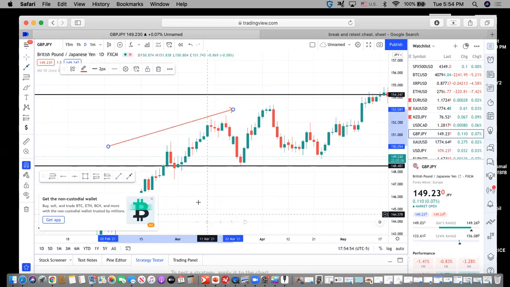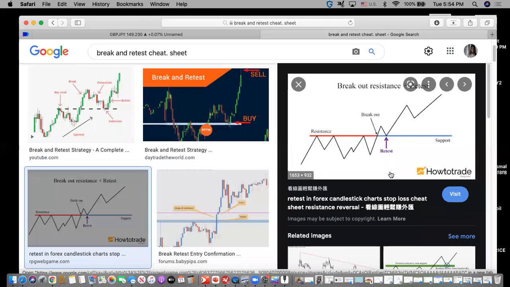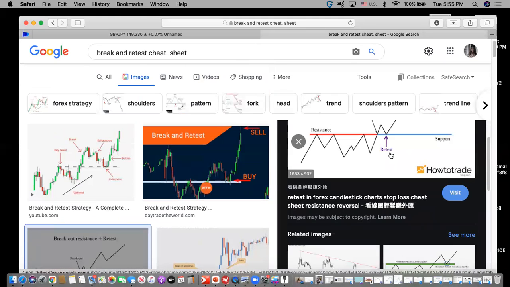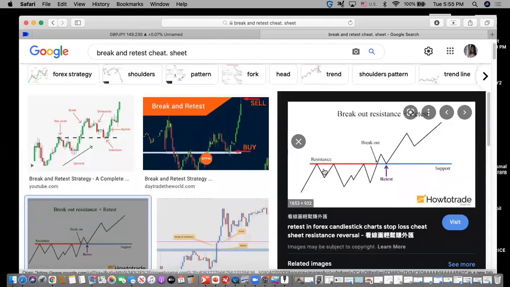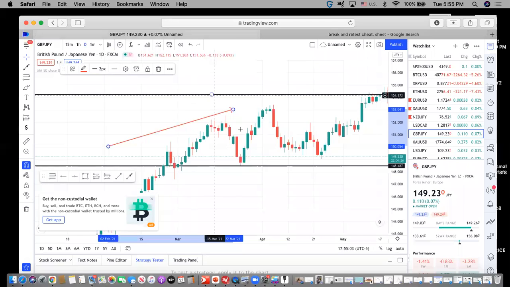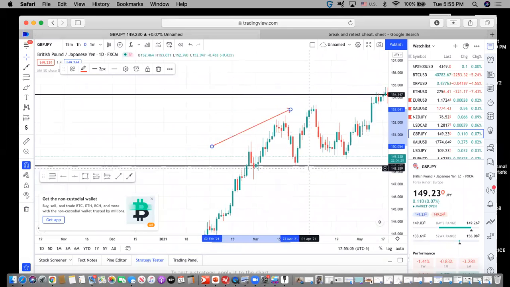So I want you guys to definitely look up break and retest cheat sheet on Google, and just study this. Try to identify it on the chart. Try to notice your different areas. We'll definitely talk about it in class a lot more.